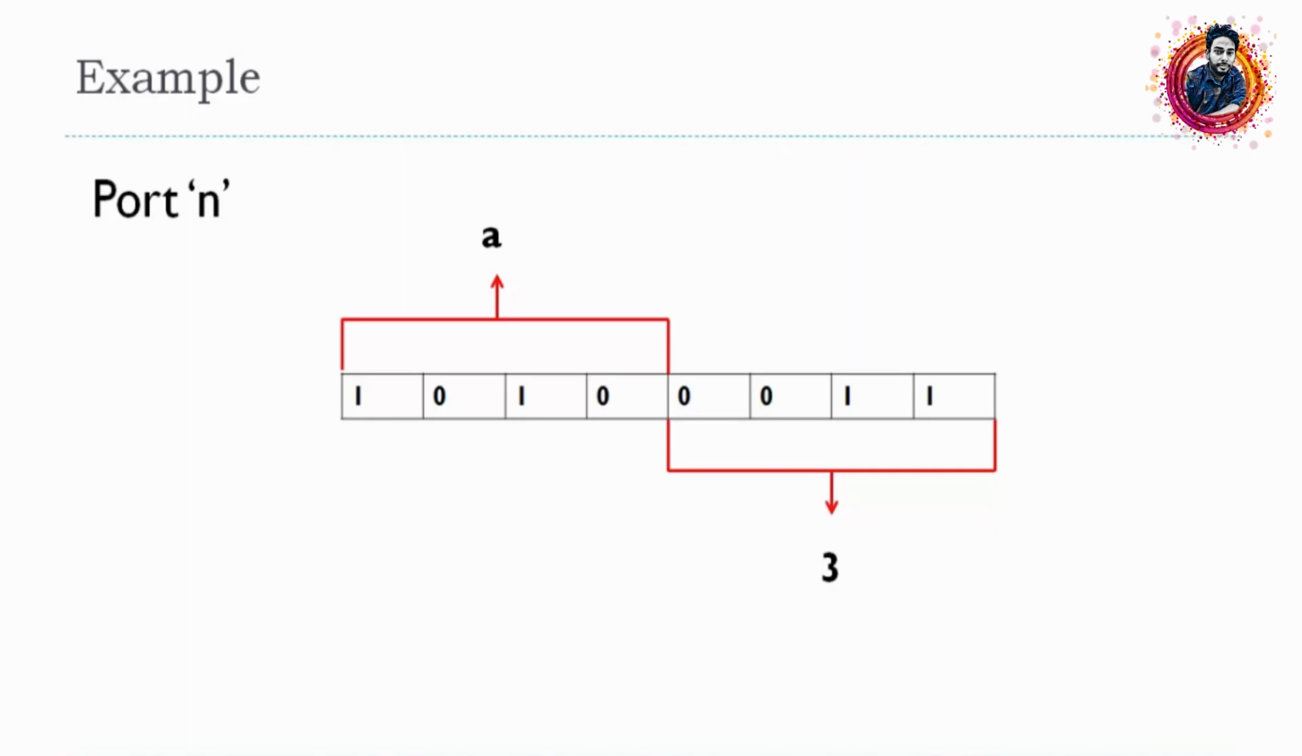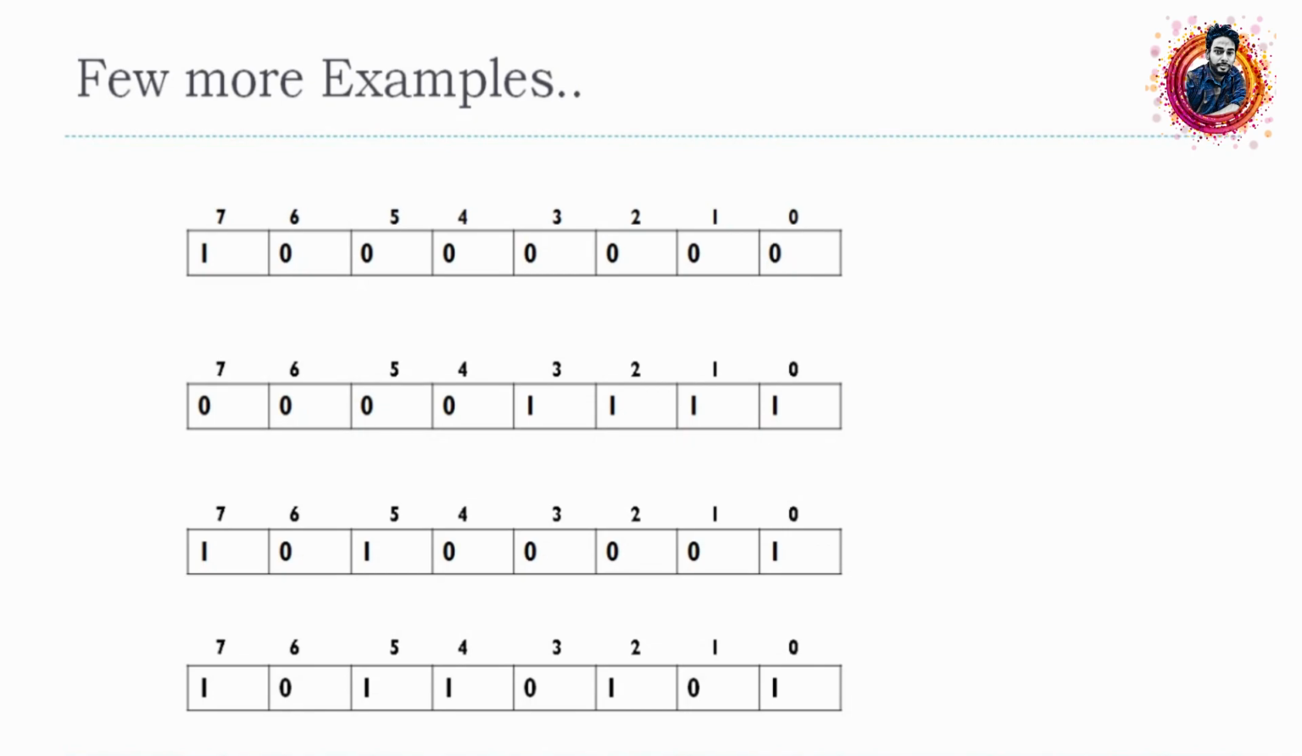So the whole port can be represented as 0x, which is the prefix used for any hexadecimal number, followed by A3, the higher nibble and then the lower nibble. So this port is represented by 0xA3. This notation will be extensively used in programming of any microcontroller based electronics. Now let us see a few more examples.